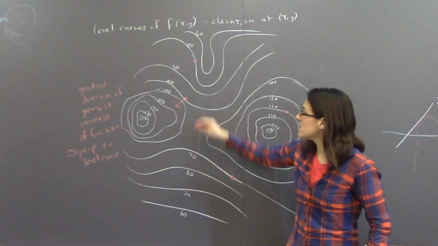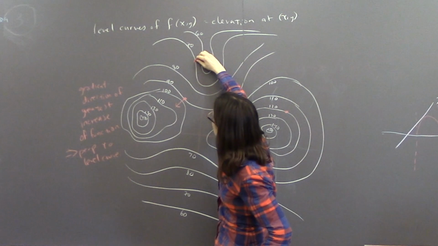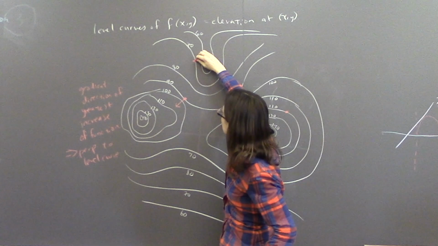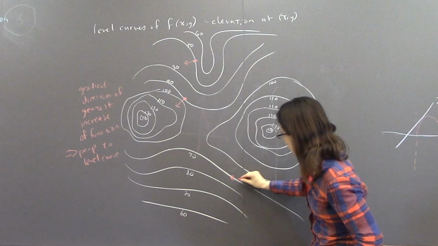So for any of these, if you want to have the direction of the gradient, it has to go perpendicular to a level curve. Well, there's two ways it could be perpendicular, to the left here or to the right, but it's the increasing direction. So you have to actually look at the labels on the curves here to see which way is up, which way is up, that way is up. Okay, so that's our gradient vectors.